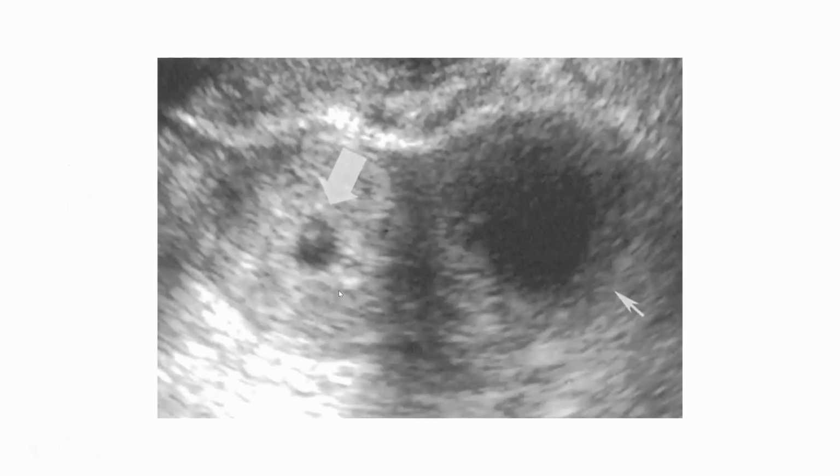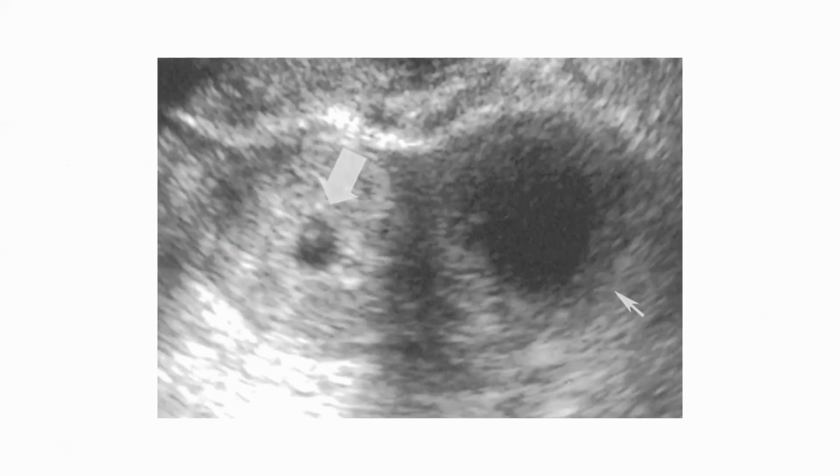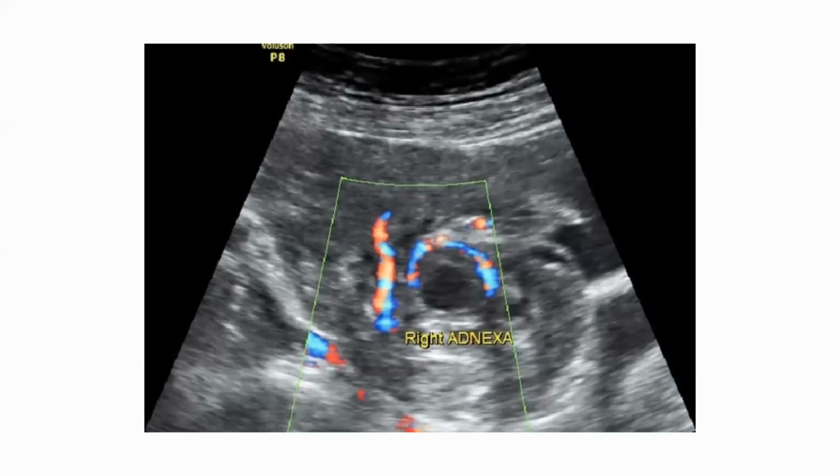This is the tubal ring sign. So you can kind of see this ectopic here with very thick echoes around it. Okay, and then this is going to be your ring of fire sign. So this is a visualization of the right adnexa, and you can kind of see with color Doppler that there's lots and lots of flow around here.